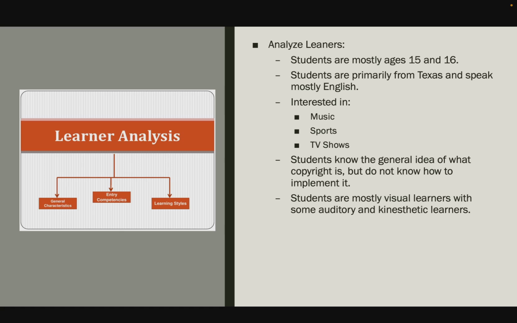Some of the students are visual learners, or most of them, with a few auditory and kinesthetic learners. Unfortunately, this lesson in and of itself does not lean too much towards the kinesthetic learners, but it is definitely possible if you wanted to have them get up and move around, go to different groups, or look at different things around the room. You can totally do that.